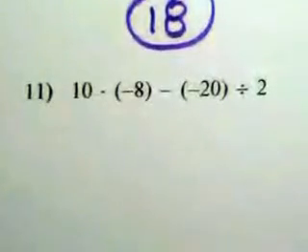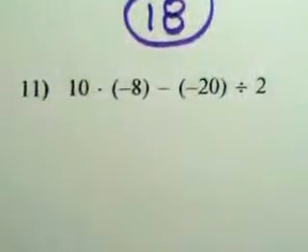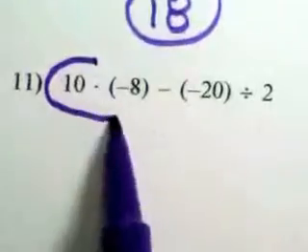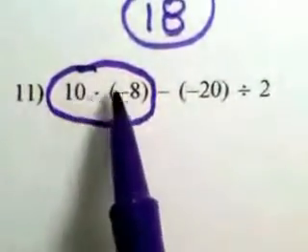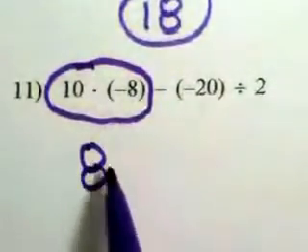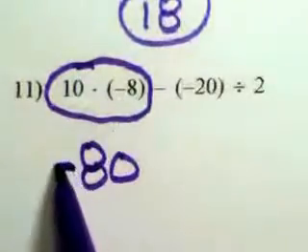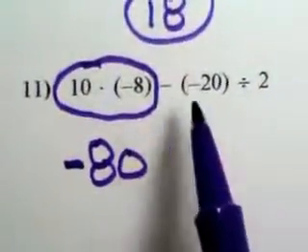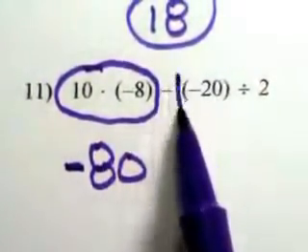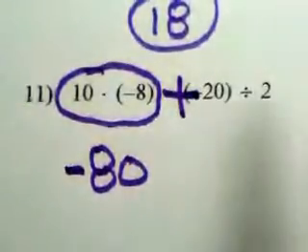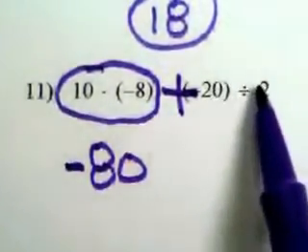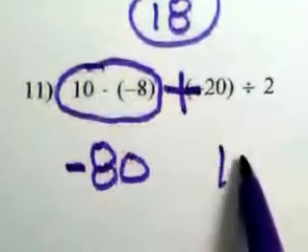Last one. It's probably the trickiest. Okay, I'm going to do this times first. 10 times 8. 1 negative. Now, I have a double negative. I'm just going to make that a plus right now. 20 divided by 2 is 10.